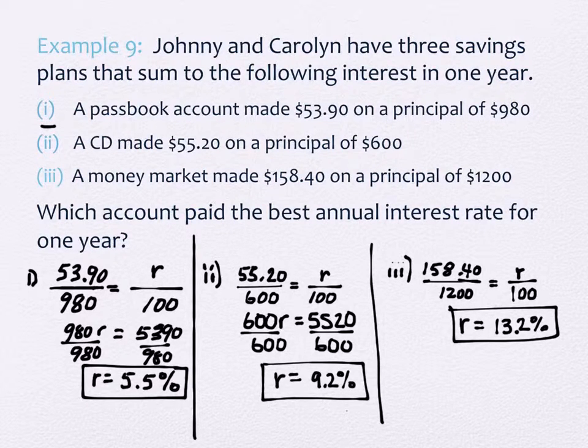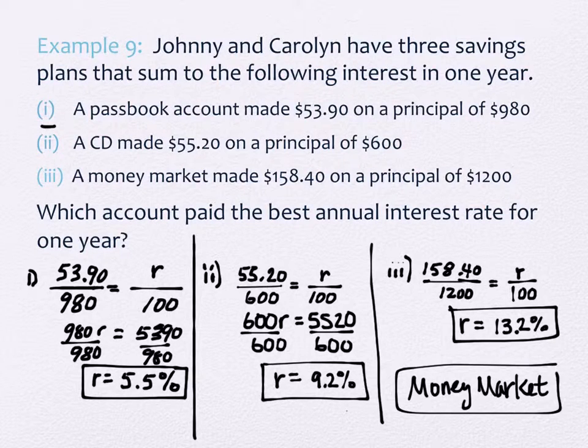I mean, we've done all the math to support the answer at this point. We haven't answered the question. The question actually said, which account paid the best interest rate? The money market. Make sense? Okay, so it's involving interest, but it wasn't talking about simple or compound. It was a comparison of things in their interest rates.